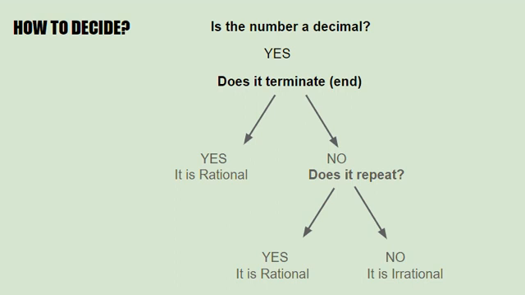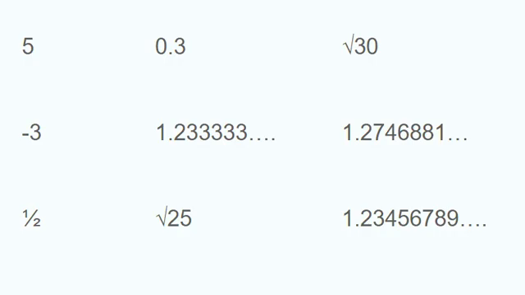So let's look at a few examples. The number 5, it's a whole number. It's rational. The number -3, it's an integer. It's rational. The number 1/2, well, it's already a fraction, so it can be written as a fraction. It's rational. 0.3, that's a decimal that terminates. It can be written as 3/10. It's rational. What about this one? 1.2333333. Because the 3 repeats, this is considered a repeating decimal. It's rational.